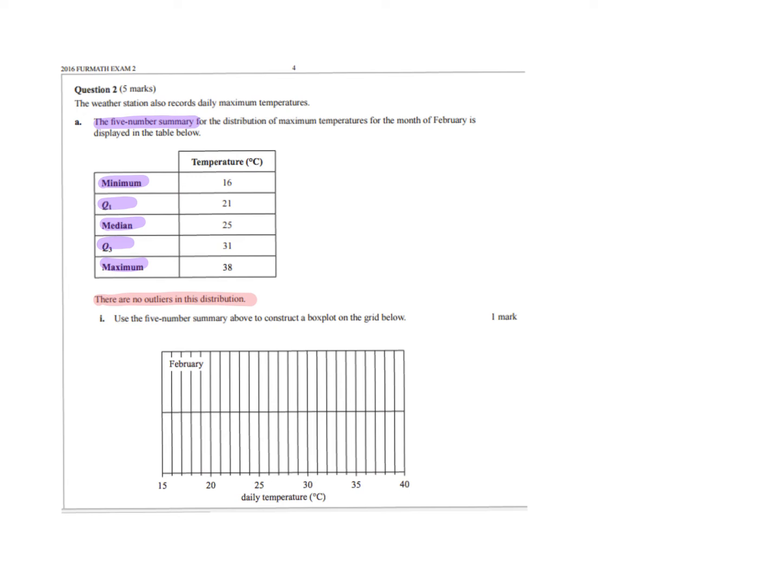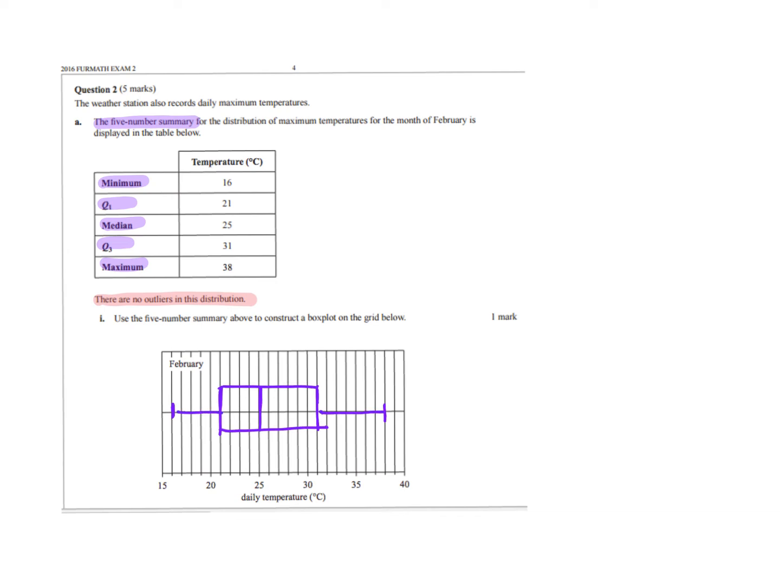So 16 was here, then you've got Q1 at 21, so you draw a bigger line there, the median at 25, Q3 at 31, so there's my middle box, and then up to 38 here. So you just would make sure your tails are out like that.